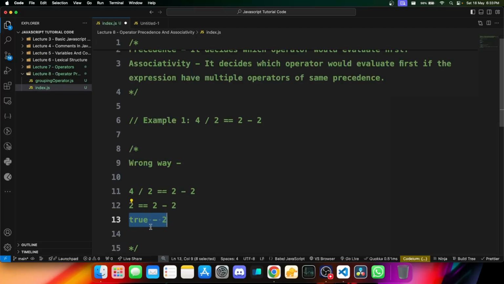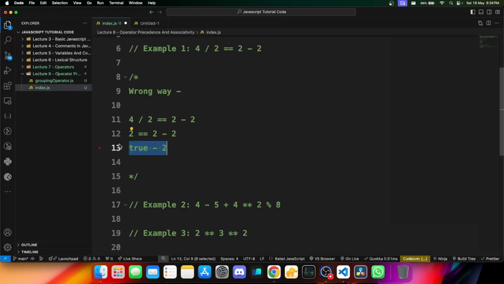Now, let's see how we can solve it. So, can we actually solve it first of all? We can solve it, and the way to solve it is type conversion.